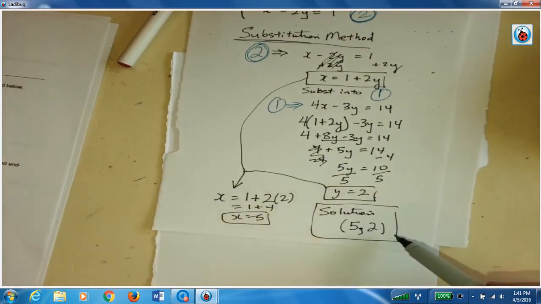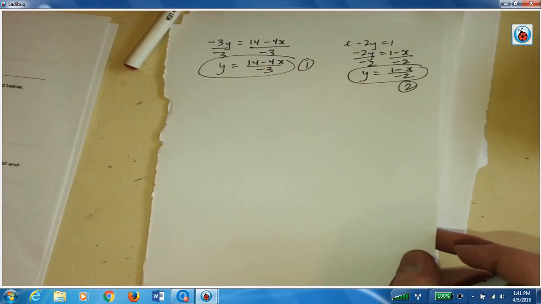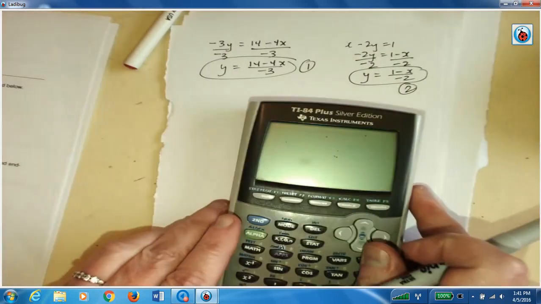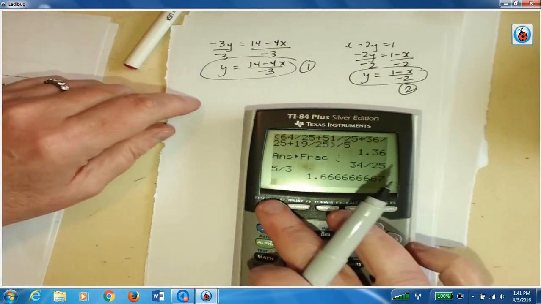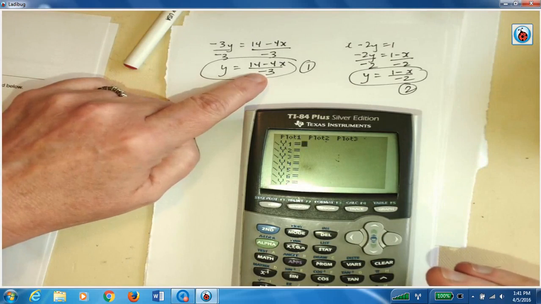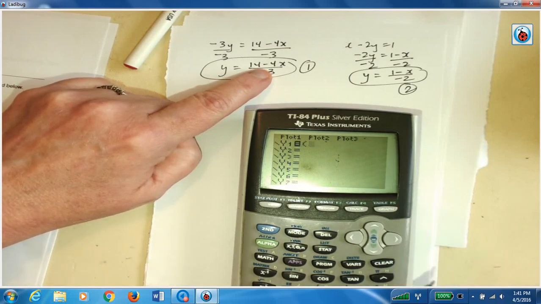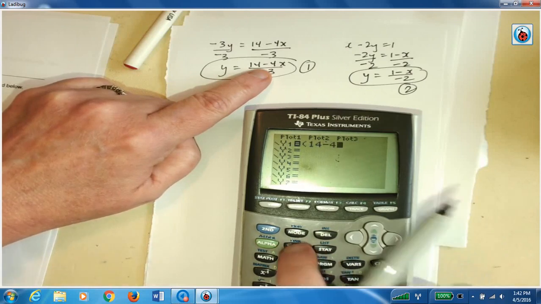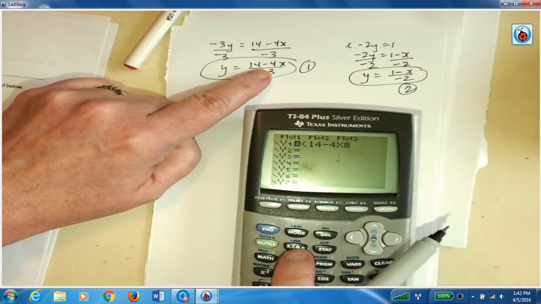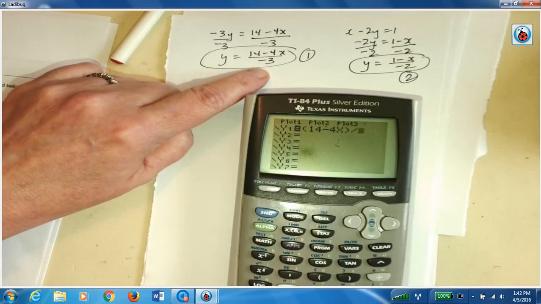So here I have found the solution. This part, I'm just going to check this in my graphing calculator. So I'm going to press y equals, and I'm going to clear out any old data. I'm going to put that in first. The numerator has to be inside parentheses because it's more than one term. So 14 minus 4x, and I use this button for x, close parentheses, hit the division key, and negative 3.